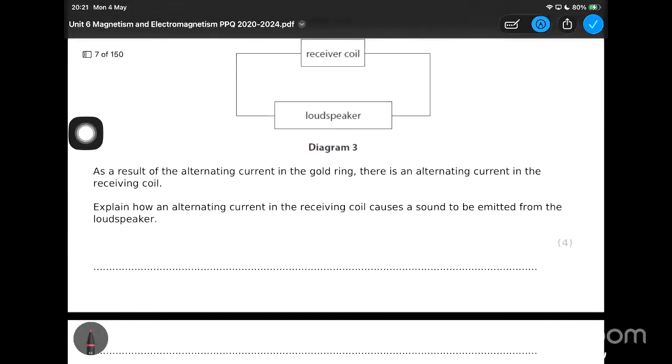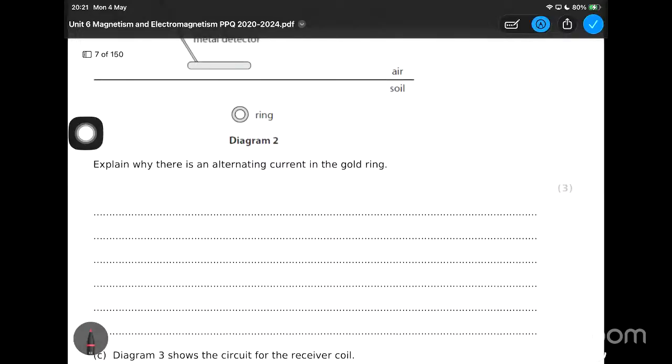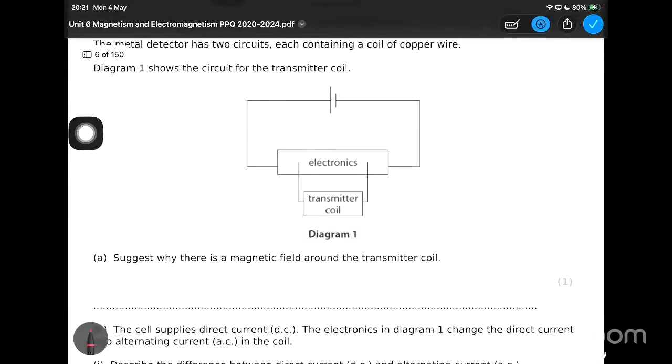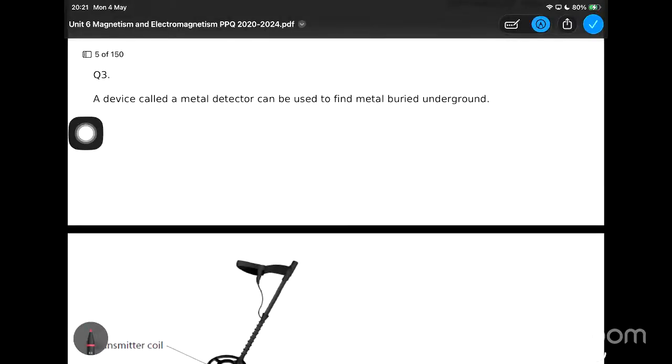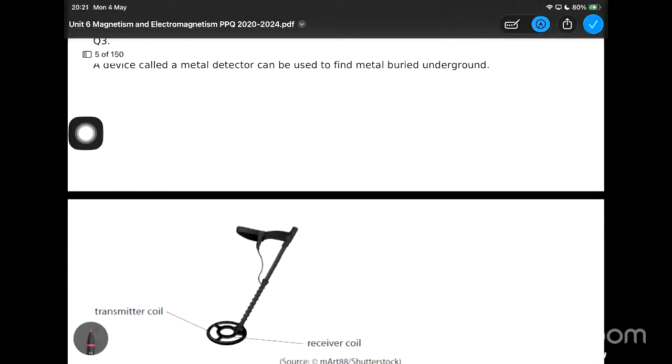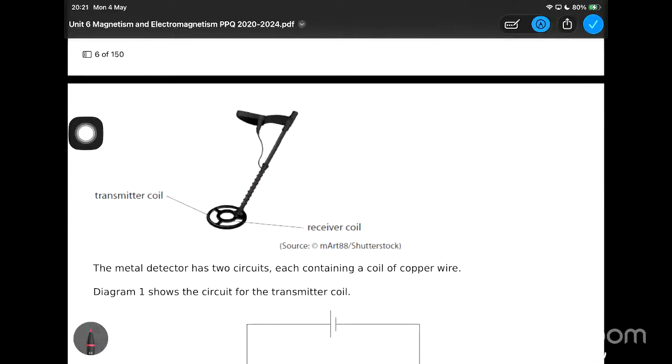Again, most of the questions are theory related stuff. Yeah, we'll discuss this one. Question 3. A device called a metal detector can be used to find metal buried underground. Okay. Then, they have given the structure as well.